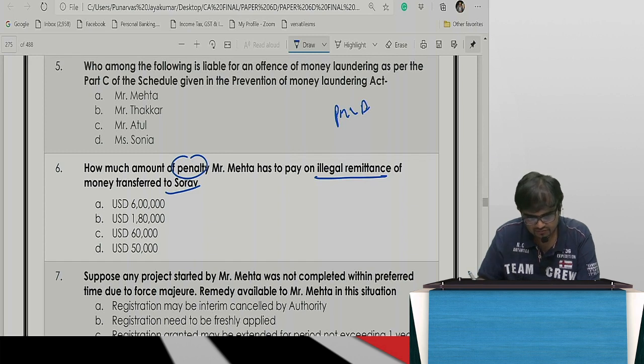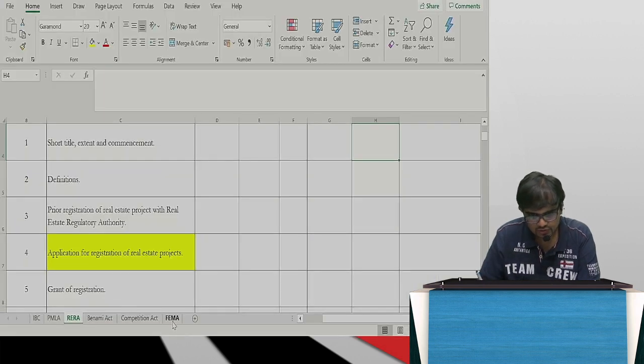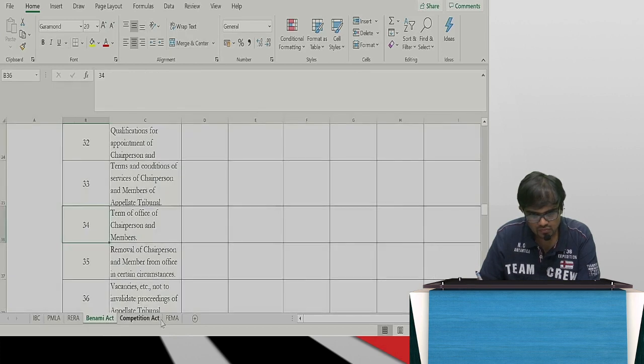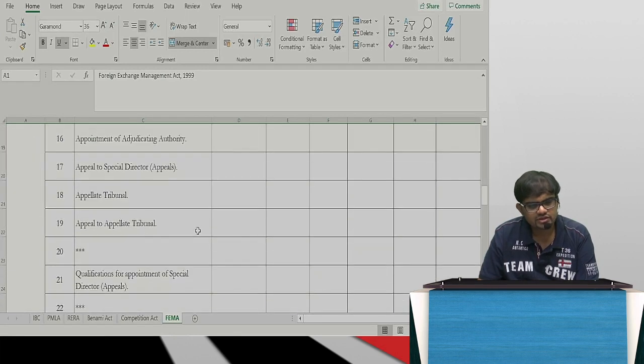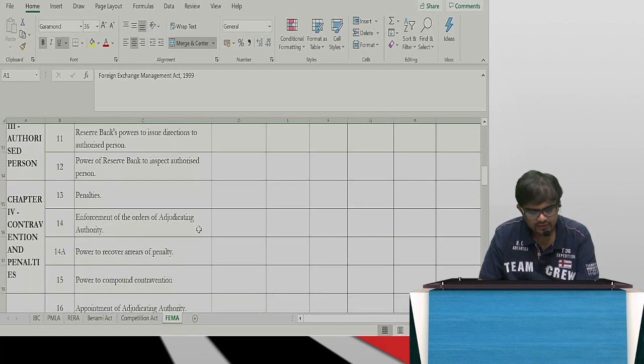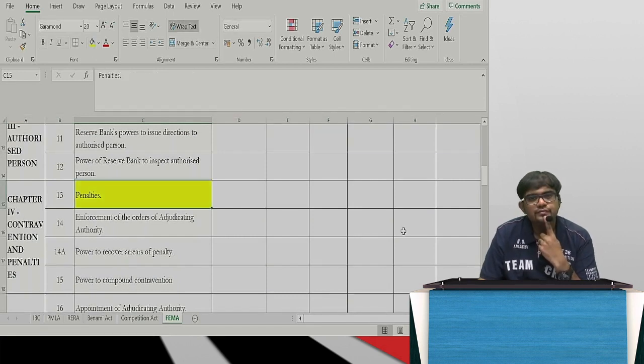So obviously, if I go to the mapping and check which section the penalty will come under, there you go, section number 13. Section number 13 talks about penalty, that's it.